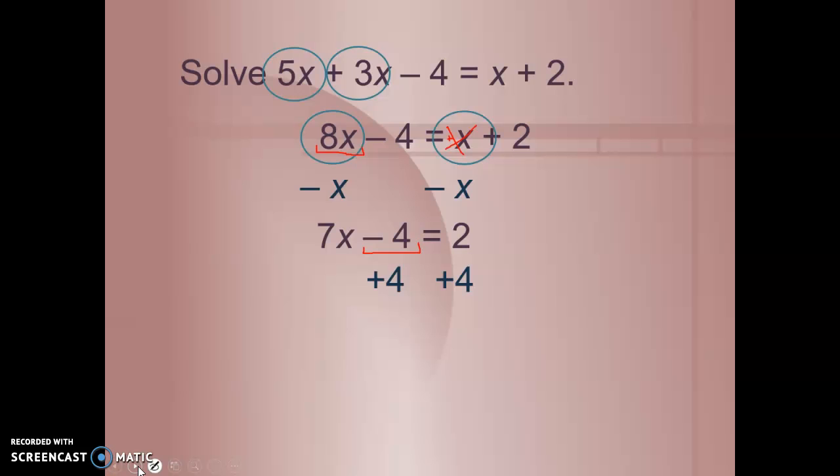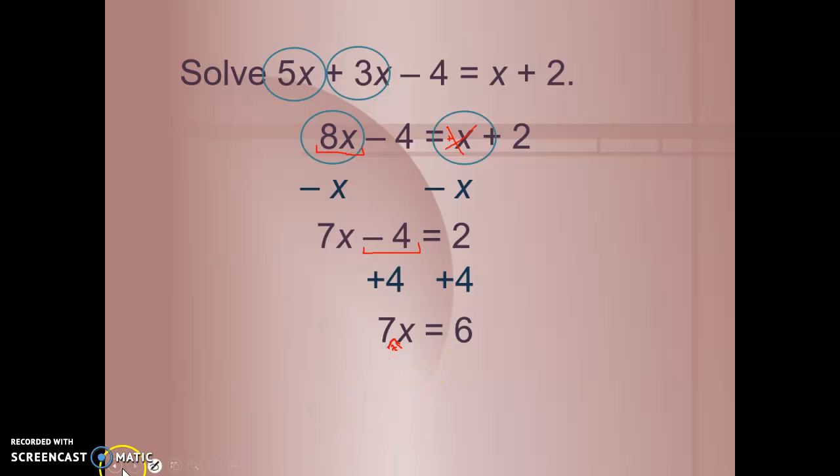Whatever we do to one side, in order to keep that equal sign there, we have to do to the other side so that it stays equal. So we're going to add 4 to the left and add 4 to the right, and that gives us 7x equals 6. Remember, the implied operation here in algebra world is multiplication. So this is 7 times x.